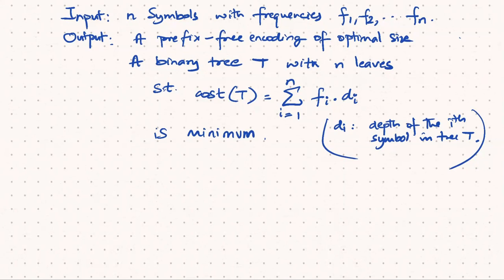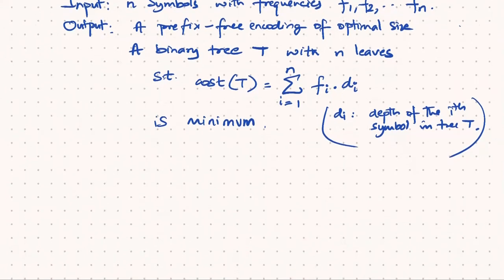Let's say part of the problem is solved. Let's say somebody somehow gave us a binary tree and said, this is the optimal binary tree. Let's say we had something like this. There are 4 leaves in this binary tree, so we have 4 symbols in our input, and somebody gave us this tree saying this is the optimal binary tree. Could we place the symbols in the right place?